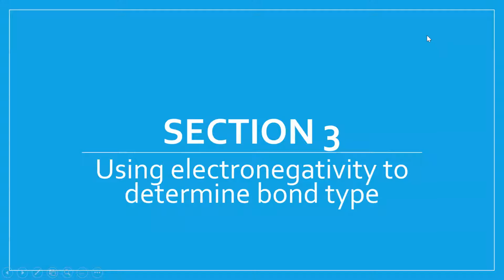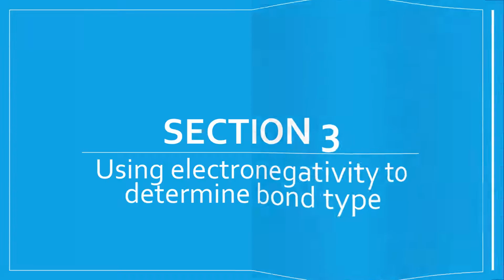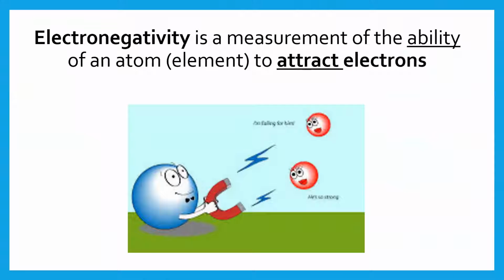Section 3 of Chapter 6 is about electronegativity and using this to determine bond type. So the first question is, what is electronegativity? Electronegativity is a measurement of the ability of an atom or an element to attract electrons. So how capable is a specific atom or element of attracting or gaining electrons?